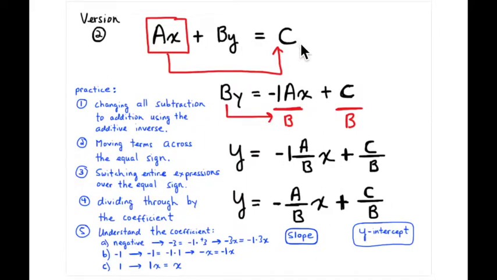I started thinking, well, why is that happening? Why does that happen that the slope is the opposite of the ratio of a over b? That was really the big one. And then in addition to that, the y-intercept ends up being the ratio of c over b.